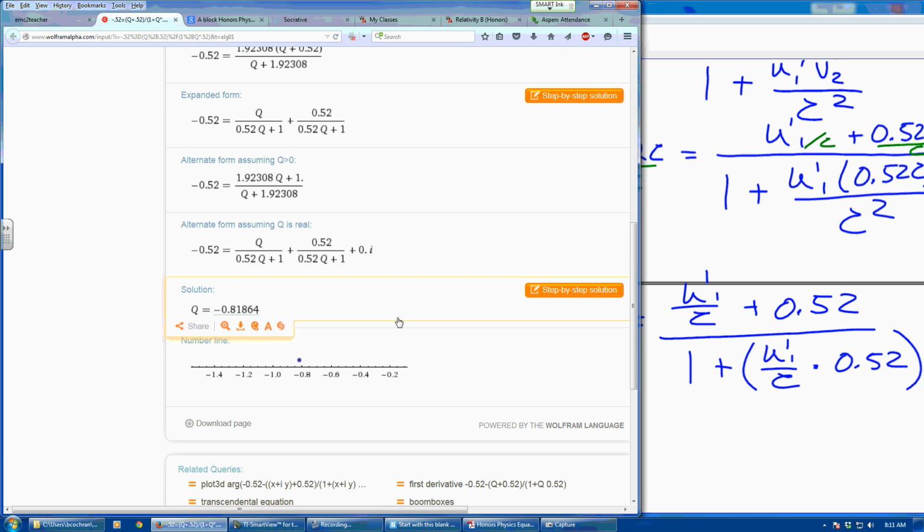And I get an answer of negative 0.818, which is pretty good. That's what I would expect, a negative answer, right? Because I would expect it would see ship 1 moving to the right. So let me pause it and we'll check and see if that's right.